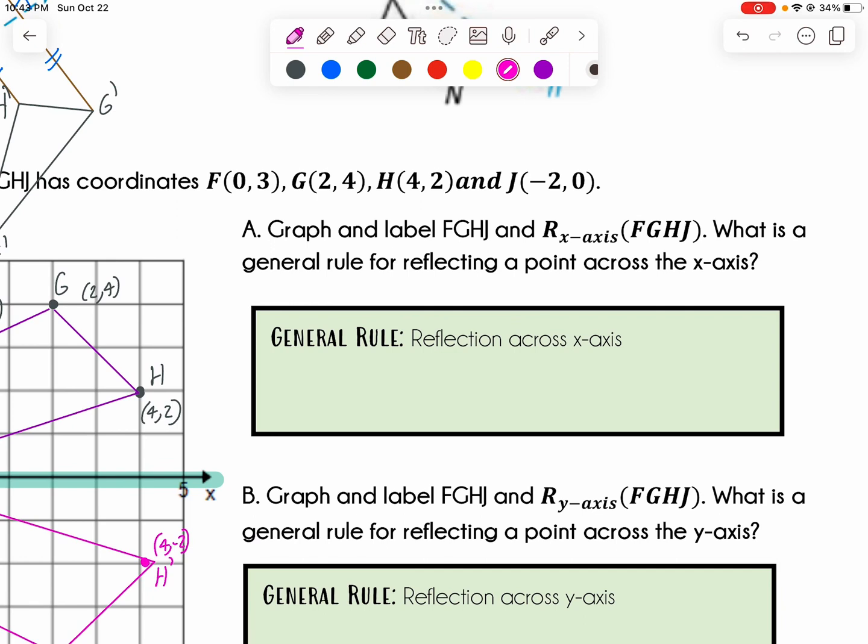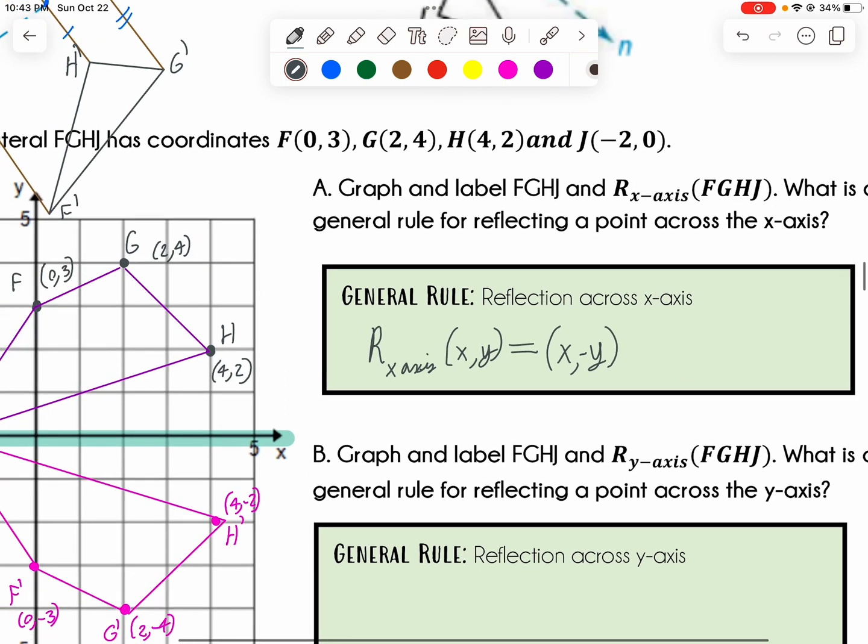So we could actually write it as a rule like this. A reflection across the x-axis of any point with our coordinates x and y is going to produce the same x, but the y coordinate's going to be the opposite. There we go. That's our general rule.